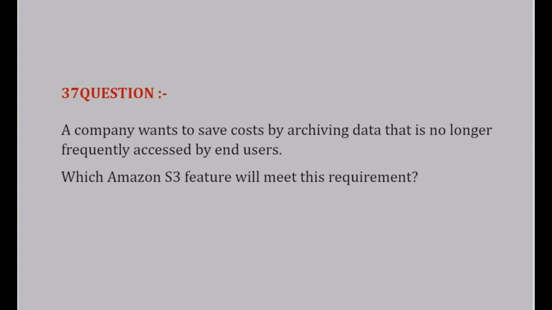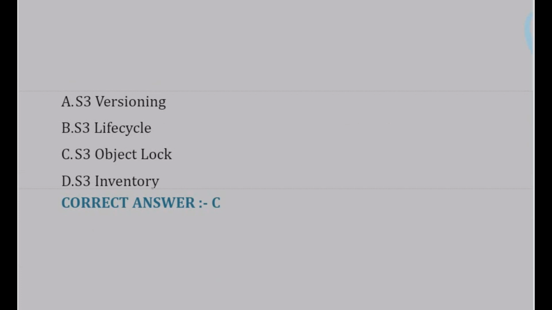Question is a company wants to save cost by archiving data that is no longer frequently accessed by the end users. Which Amazon S3 feature will meet this requirement? Option A S3 versioning. Option B S3 lifecycle. Option C S3 object lock. Option D S3 inventory. Correct answer is option C.